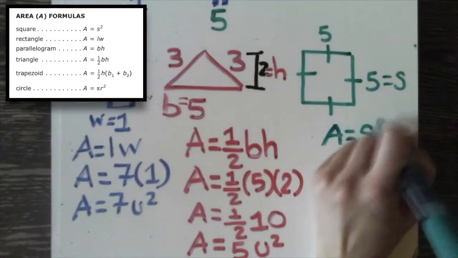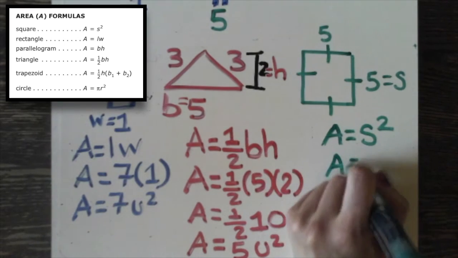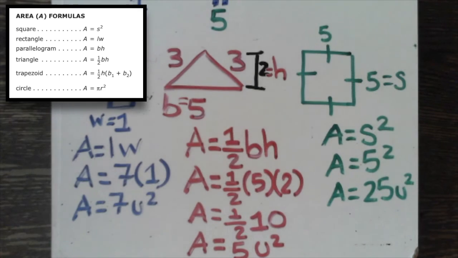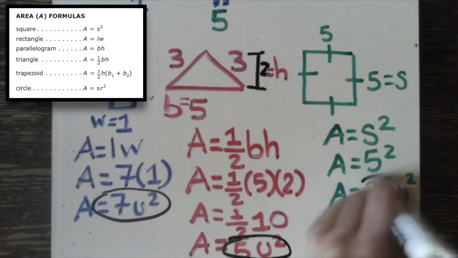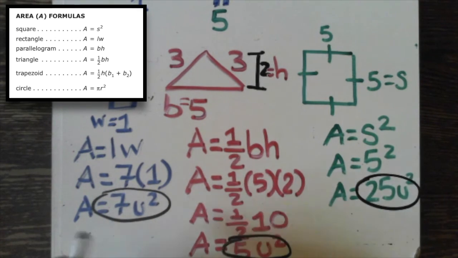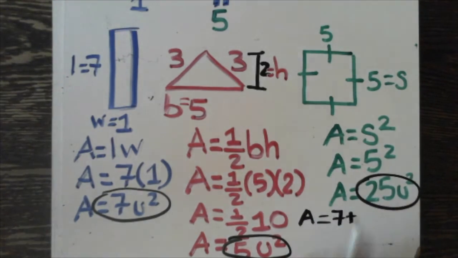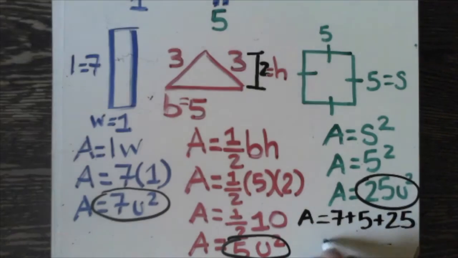Finally, for the square, I have A equals S squared, with S meaning my side. My side is 5, and 5 squared is 25. Finally, I add all three, 7 plus 5 plus 25, to find the area of my composite figure to be 37 square units.